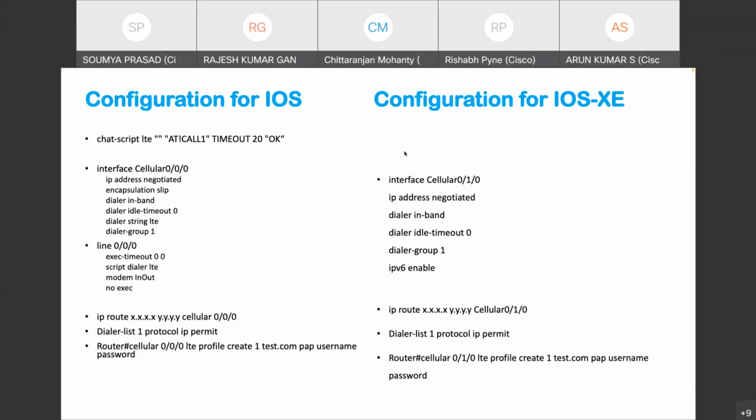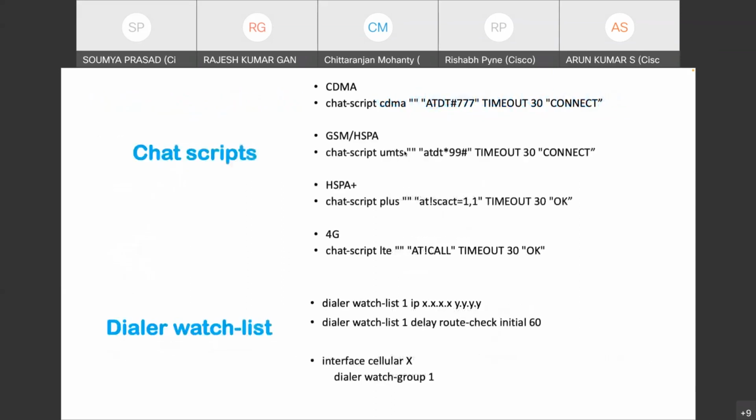The chat script is just used for the LTE modem to connect with your carrier. The chat script varies with the technology. If you're using 4G technology, the chat script will look like this: ABORT ERROR, "AT" call timeout 30. So it differs with the technology, and these are the default chat scripts that we use to configure on the device.